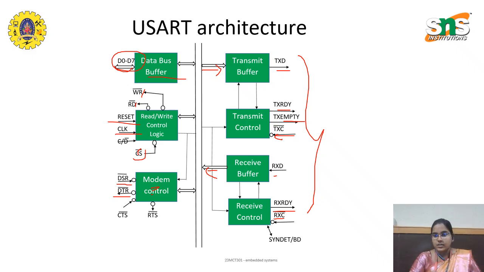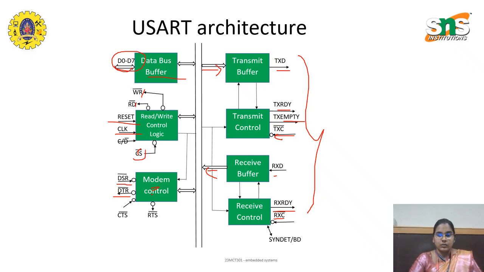So we have discussed two types of architectures, UART and USART. Once again, UART is the universal asynchronous receiver transmitter, and USART is the universal synchronous asynchronous receiver transmitter. UART is the asynchronous type where we have no clock signal, so we have to use a start bit and a stop bit. In USART we have the clock signal here, and we don't need to go for the start or stop bit.